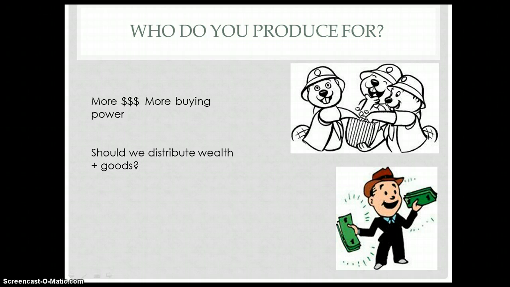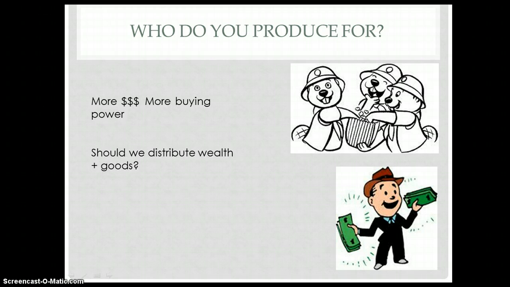Another question, though, is a different kind of system, which would be, should we distribute wealth and goods, and should we try to do it evenly? Should we, the government, try to make an economic system that's fair? For the people who don't have as much money, should there be a system that gives them more goods or gives them the ability to have more goods?